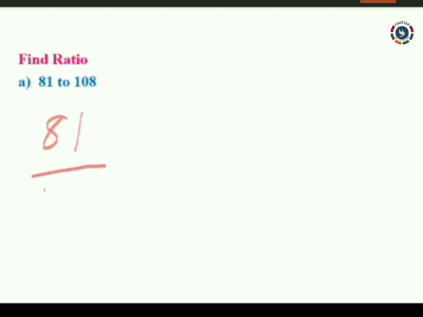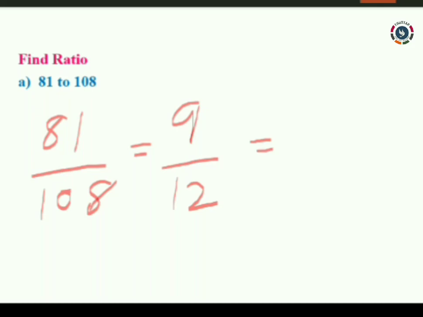81 to 108. First step, you have to write it as a fraction. So 81 divided by 108. Now you have to reduce the fraction. Both numbers will be divisible by 9. You will get the answer as 9 by 12. Next, both 9 and 12 will be divisible by 3. You will get the answer as 3 by 4. So 81 to 108 is equal to the ratio 3:4.